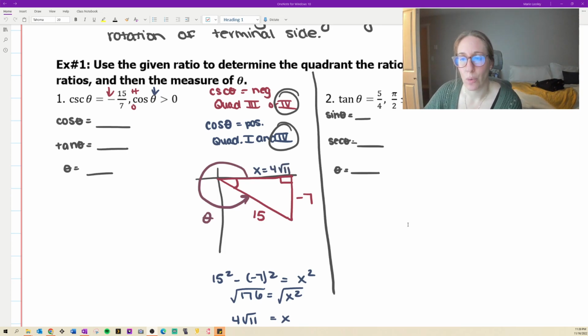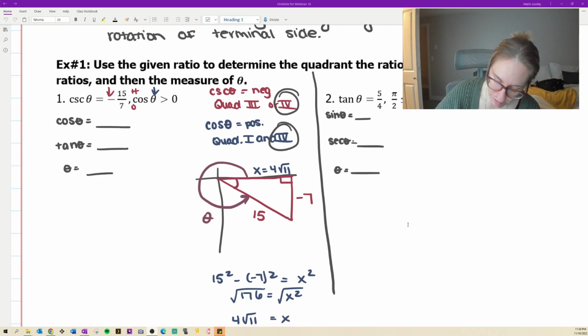Awesome sauce. So next up, I'm going to go ahead and find my two indicated ratios. So I want to find my cosine value. So cosine is 4 root 11 over 15.